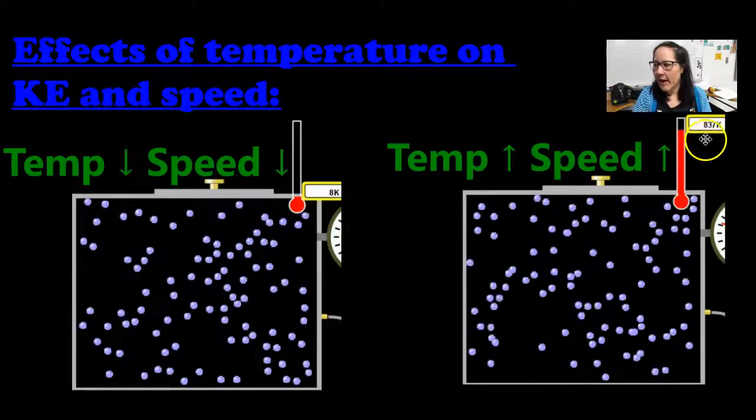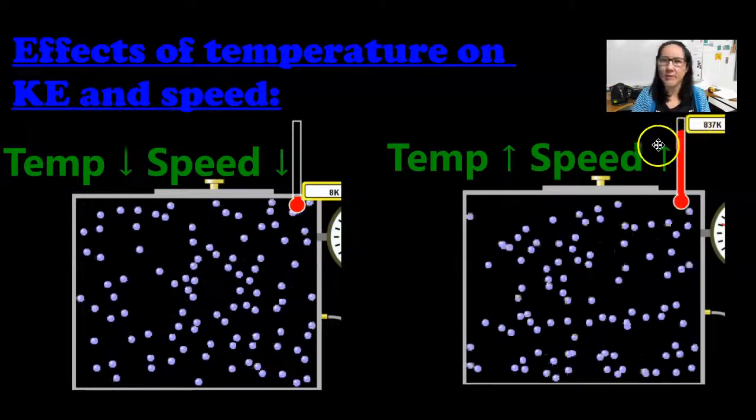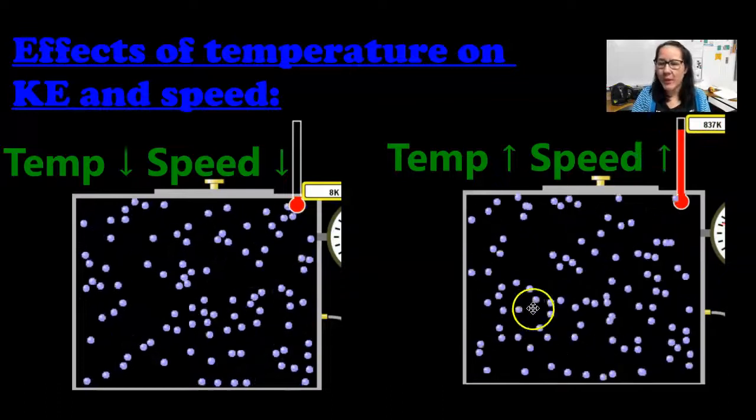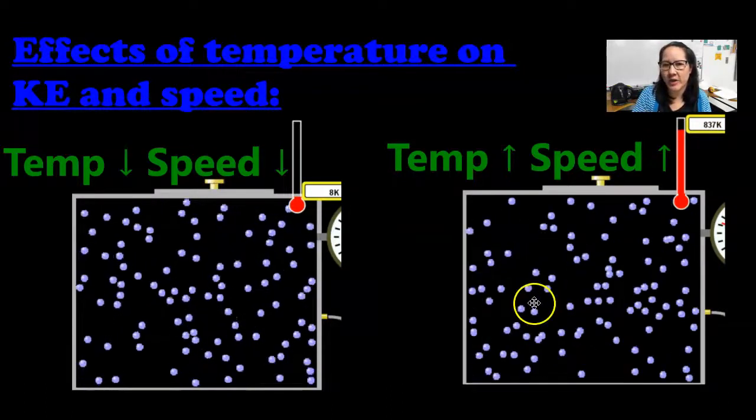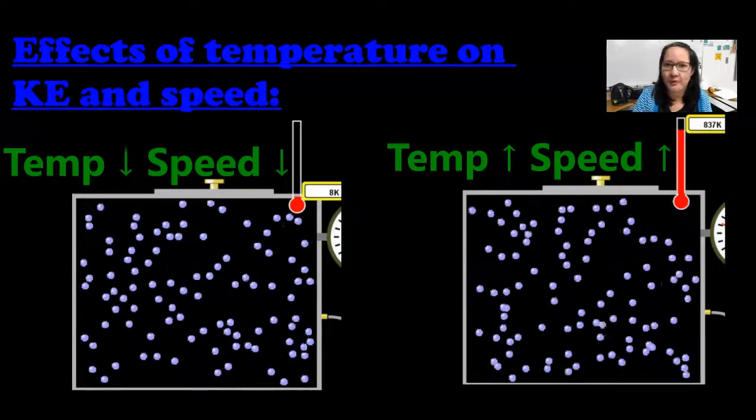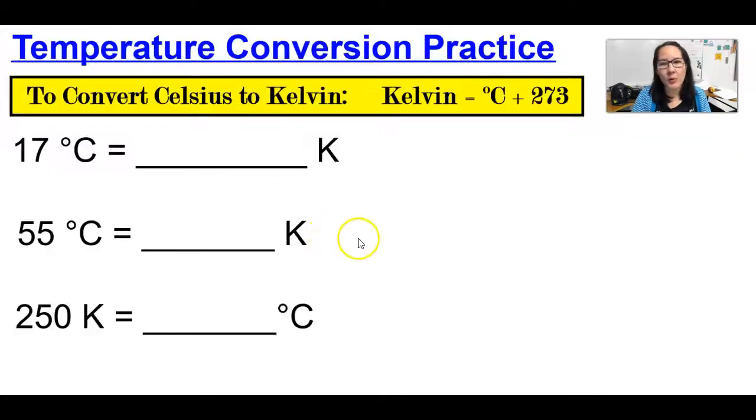Over here on the right, 837 Kelvin, a much higher temperature, and you can see the particles have a lot higher energy and they are all moving a lot faster. So now we're going to practice converting between Celsius and Kelvin.